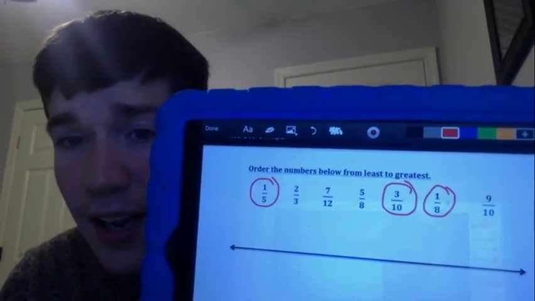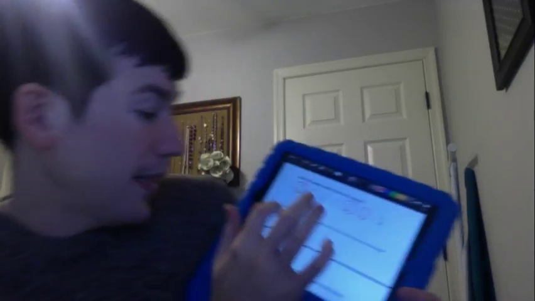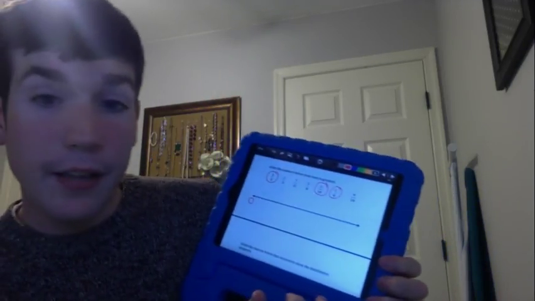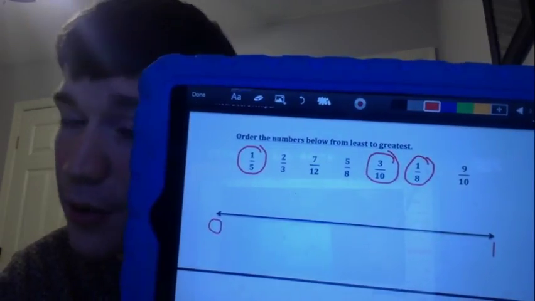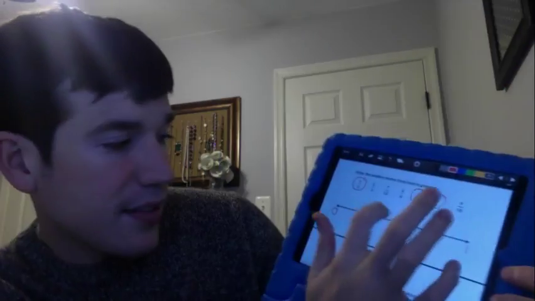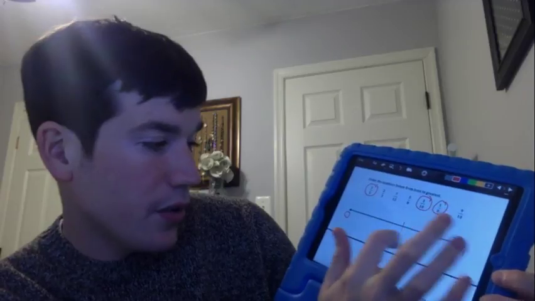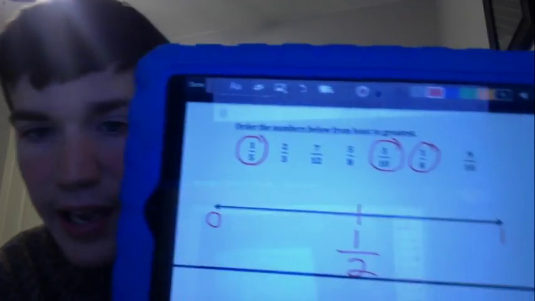So I'm going to start my number line off by saying 0 would go at the beginning, and 1 would go at the end, because none of my numbers here are larger than 1 whole. So I'm going to start at 0 and I'm going to end at 1. And right in the center of my number line here is going to be 1/2.